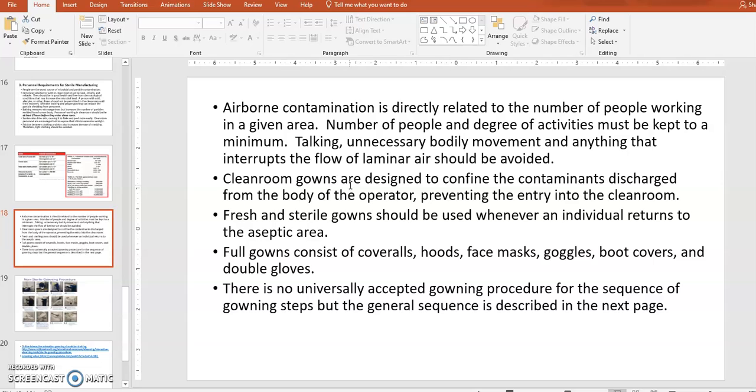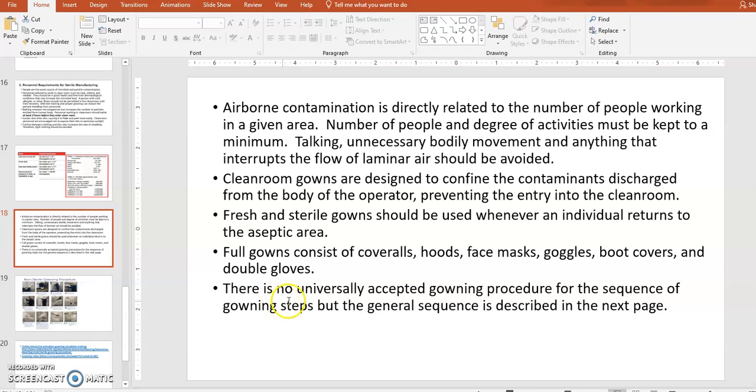Gowns should be worn, of course. It prevents the shedding. Fresh and sterile gowns should be used whenever you go into the clean room area and go out and return. You have to gown again, degown and gown again. Full gowns consist of coveralls, hoods, face masks, goggles, boot covers, and double gloves. So it covers your body from top to bottom.